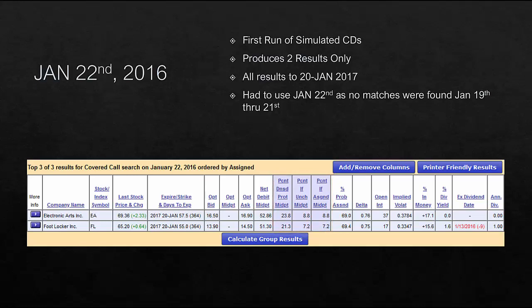But the fact that there's only 2 results tells us that this is after a previously bad market condition leading up to January 2016, so there were only a couple of stocks that matched that basic criteria.